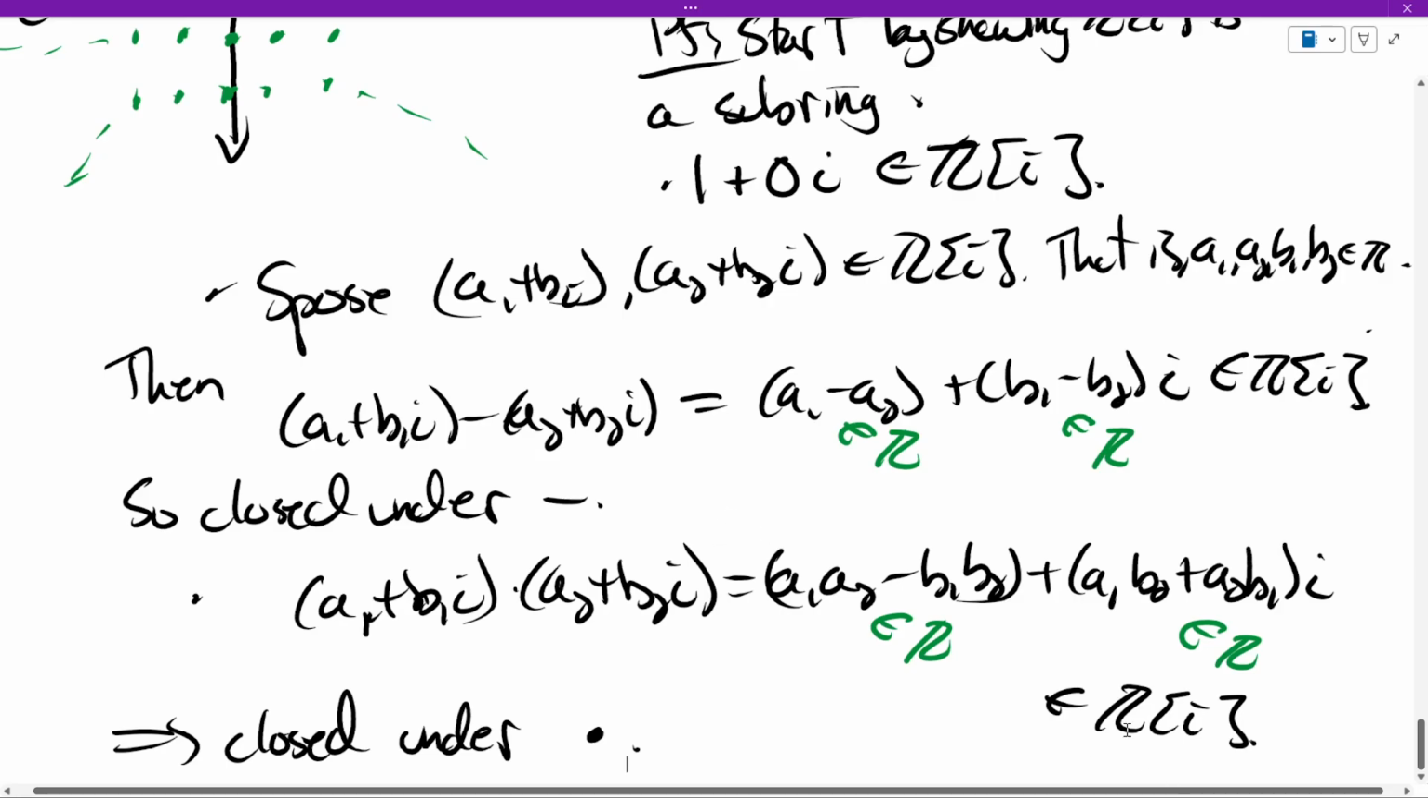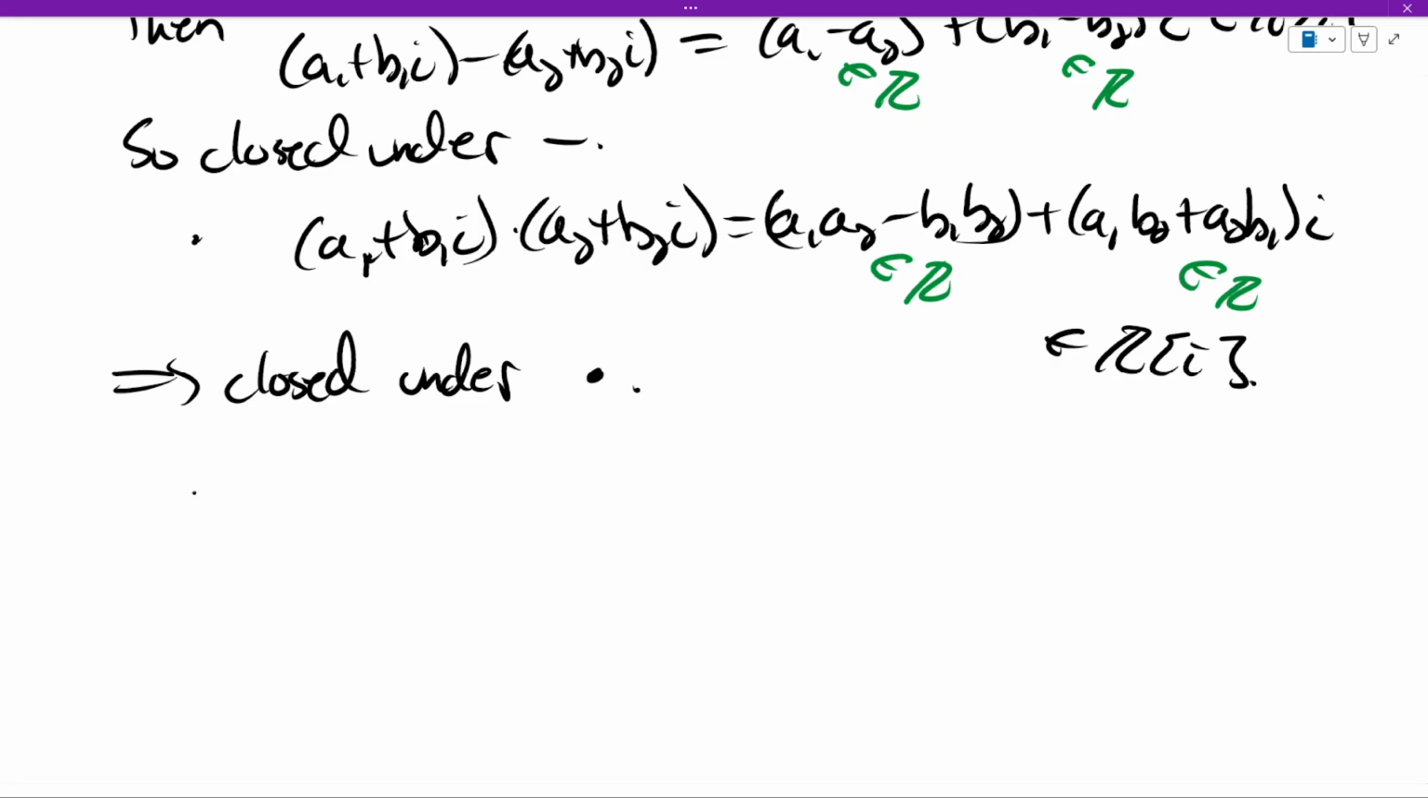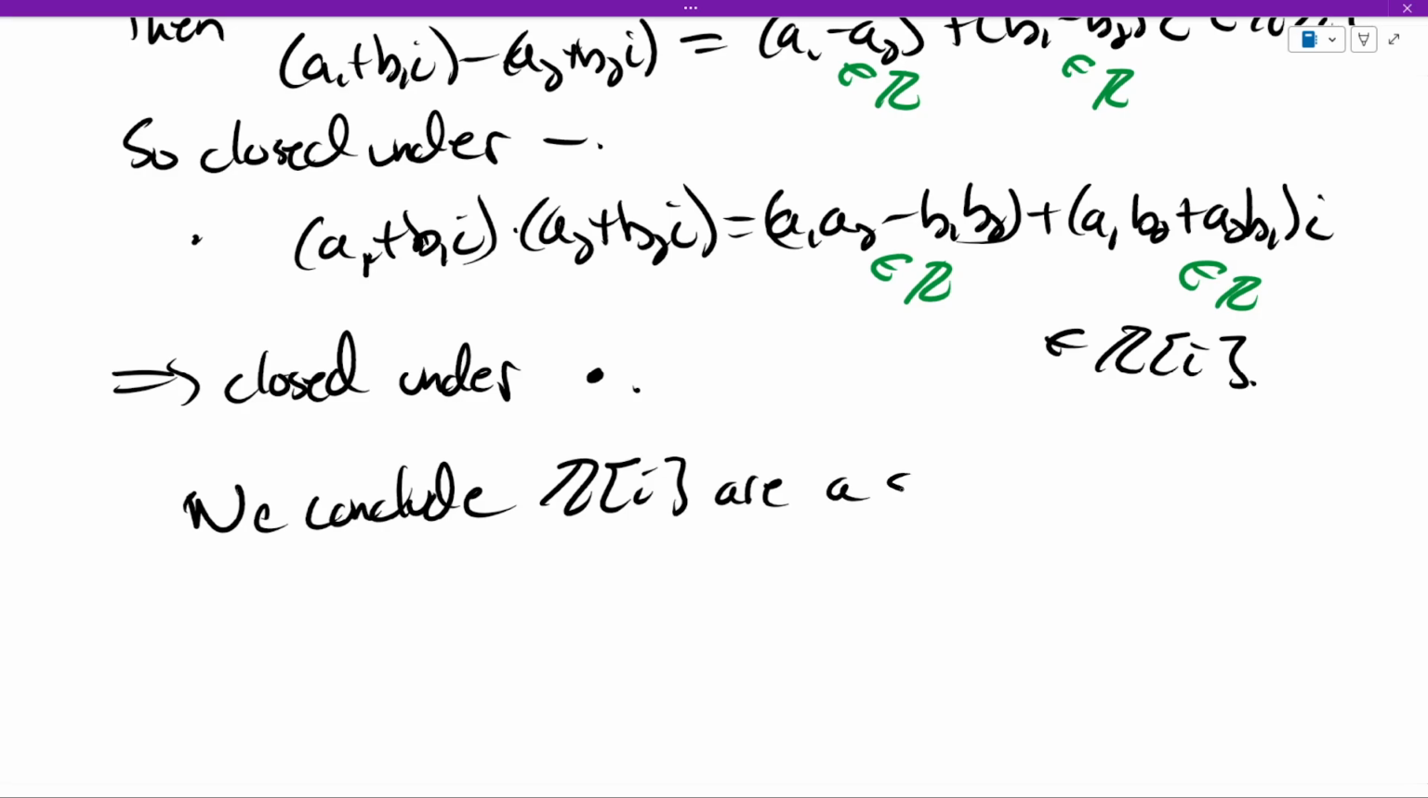So these are the 3 checks we needed for the subring test. So what do we conclude? We can conclude that the Gaussian integers are a subring. That was part of the example. The other part is to show that it's not a subfield. So let's do that now.